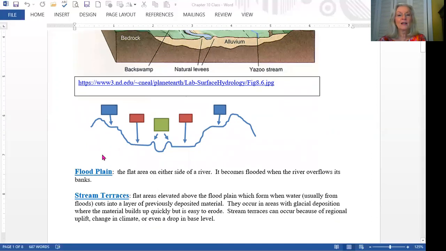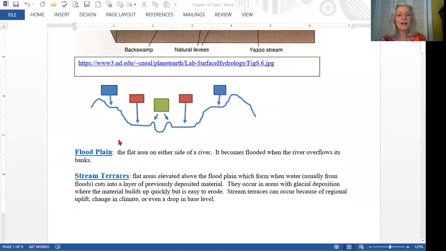So if we look at this and compare it to the terms we have, the floodplain is the flat area on either side of the river. So that's what we would find in this location. So we would label that area as the floodplain. So on either side of the river channel, the flat area is the floodplain.